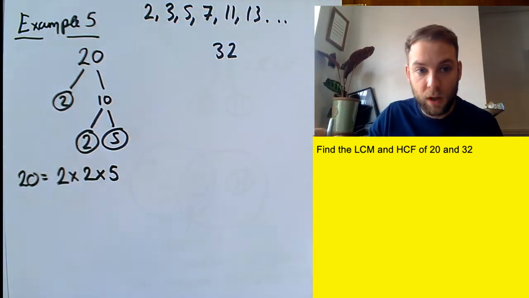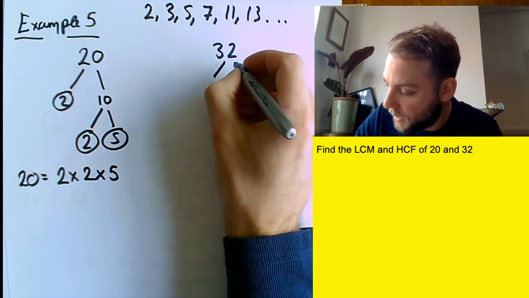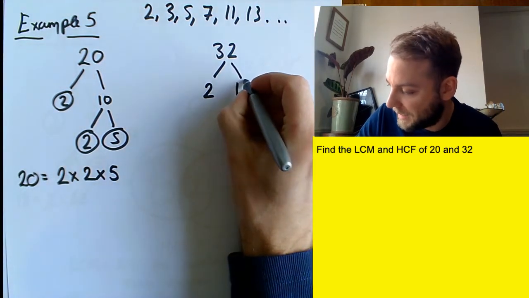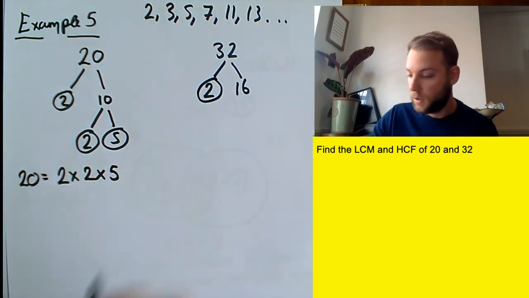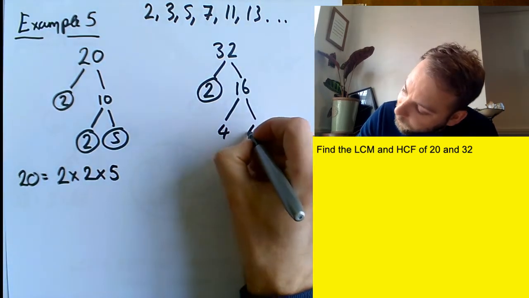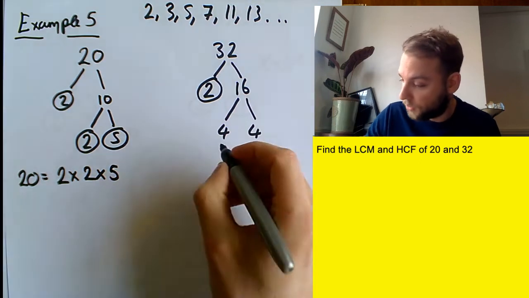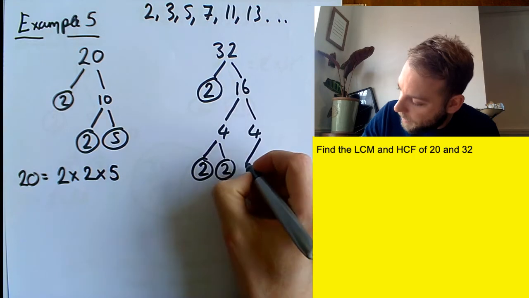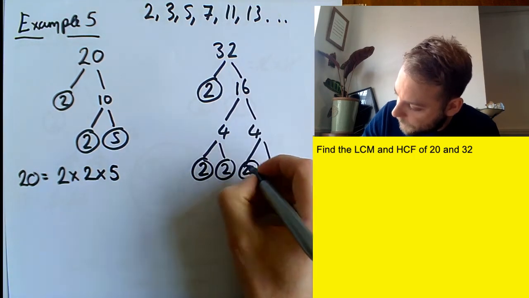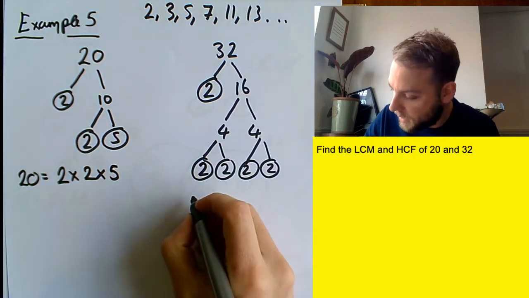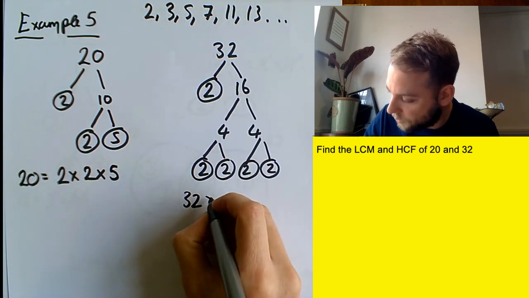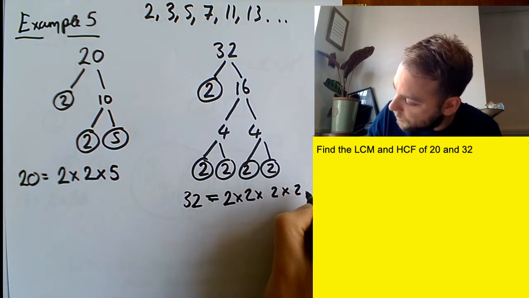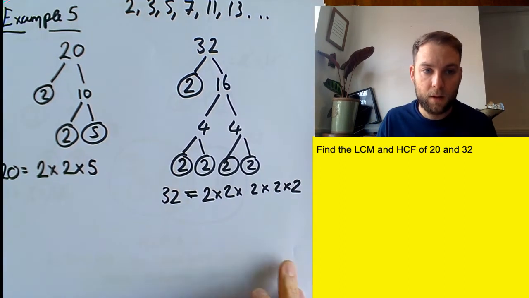For 32, we did actually do 32 before, didn't we? So, what numbers go into 32? Well, 2 goes into 32 16 times. We remember we did that before. We then split this one up into 4 and 4. Not primes, so not circling anything. 2 and 2, and then 2 and 2. So this one here is 32 is equal to 2 times 2 times 2 times 2 times 2. Like so.